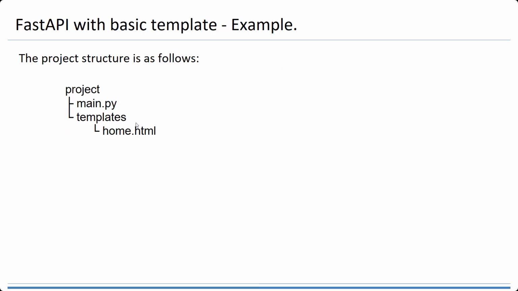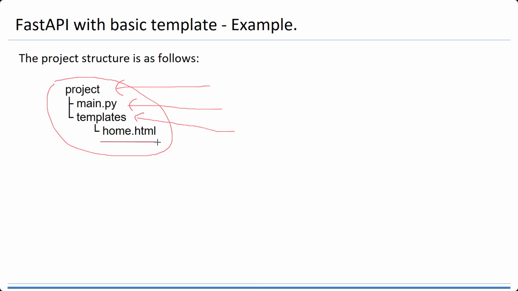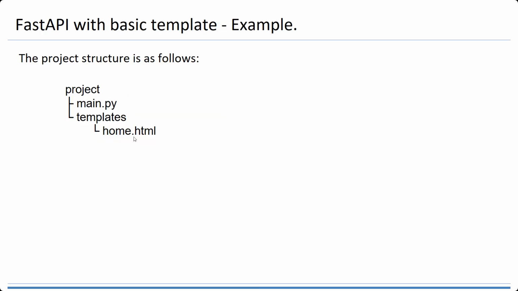Now let's create a new project. The project structure is as follows. You will have the project, and then let's create one Python file, and let's create one folder or directory where the directory name is templates, and let's make one HTML file. So this is the HTML that the client will access.